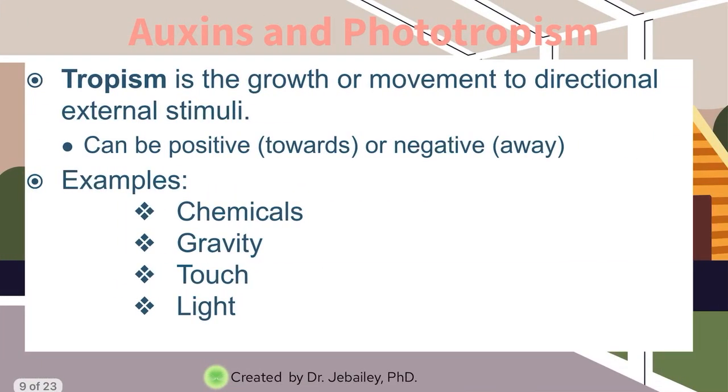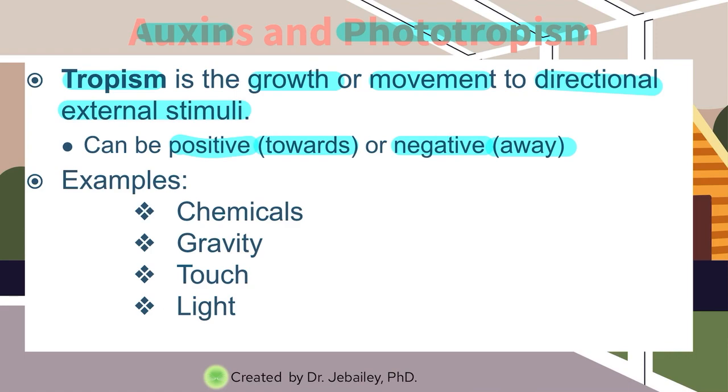So the next thing is how auxin is related to phototropism. First, let's understand what the word tropism means. Tropism means the growth or movement in response to a directional external stimulus. That means something in the environment is causing a plant to move. It can be gravity, light, temperature, anything out there. That's called tropism. When it's moving towards the stimulus, it's positive. When it's moving away, it's negative.